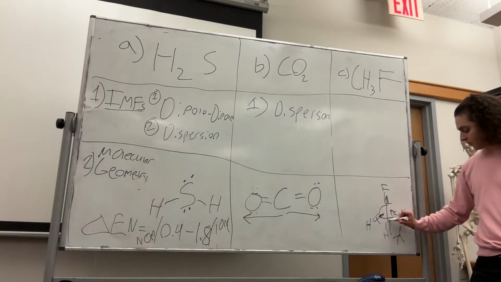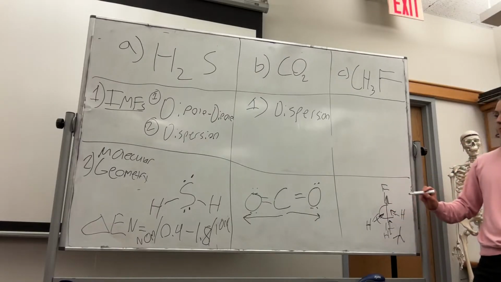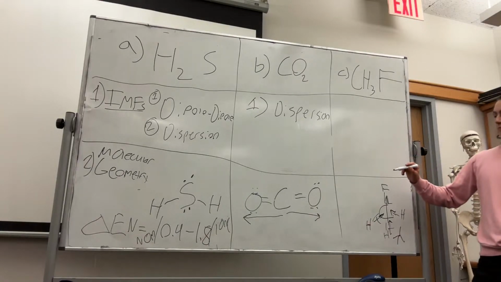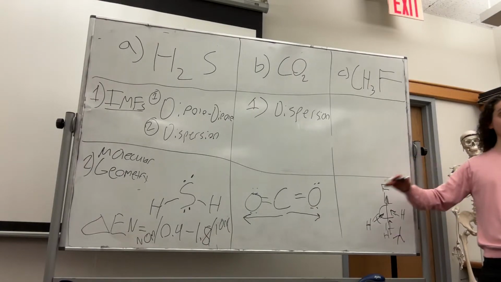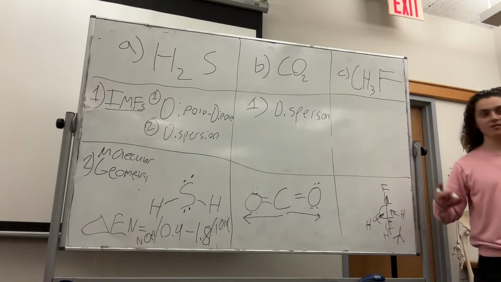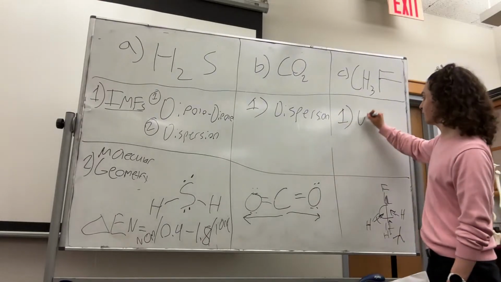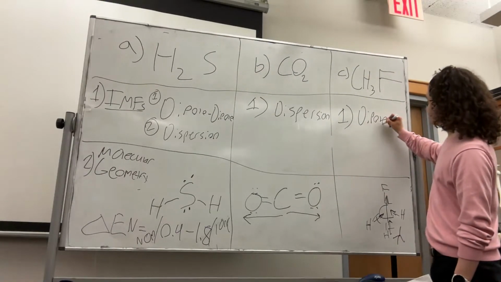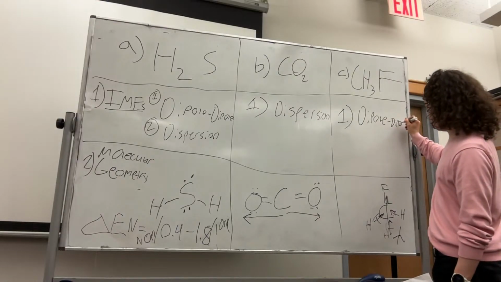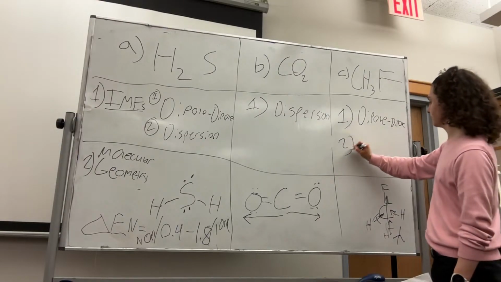Okay, so not only are the bonds polar, that was our first step, but second, there's an overall dipole because those individual ones don't cancel out. So 1 is going to be dipole-dipole. 2 is going to be dispersion.